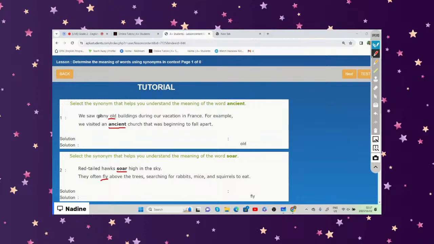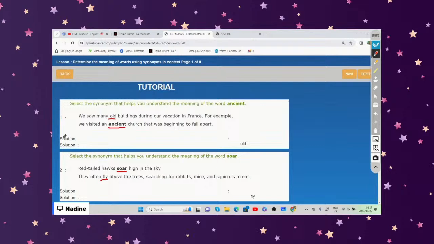So if you look at the word ancient, right? Ancient seems like a very big word, and sometimes we feel as if we don't even know what ancient means. But now if we read the sentence, it says we saw many old buildings during our vacation in France. Then the word old will give us the idea that it is a synonym to the word ancient, because all we know is that ancient maybe means many years ago. But now if we say old buildings, then we know, okay, ancient is similar to old.